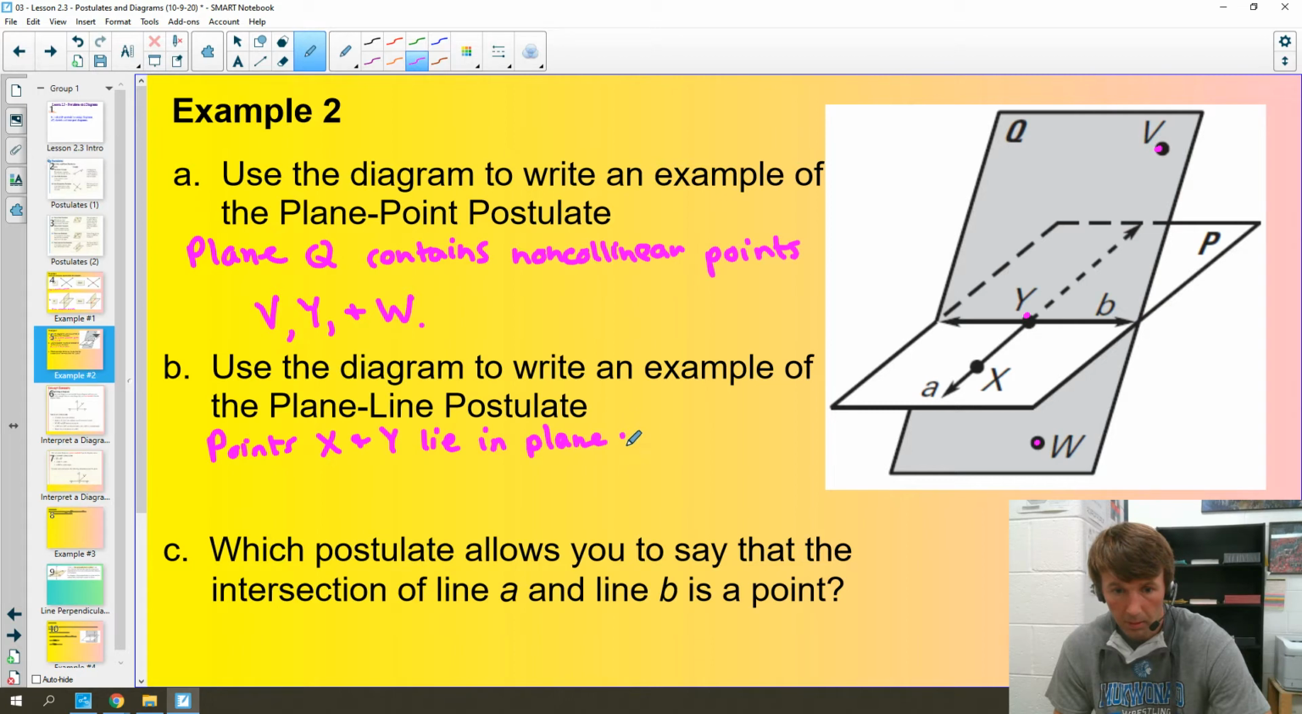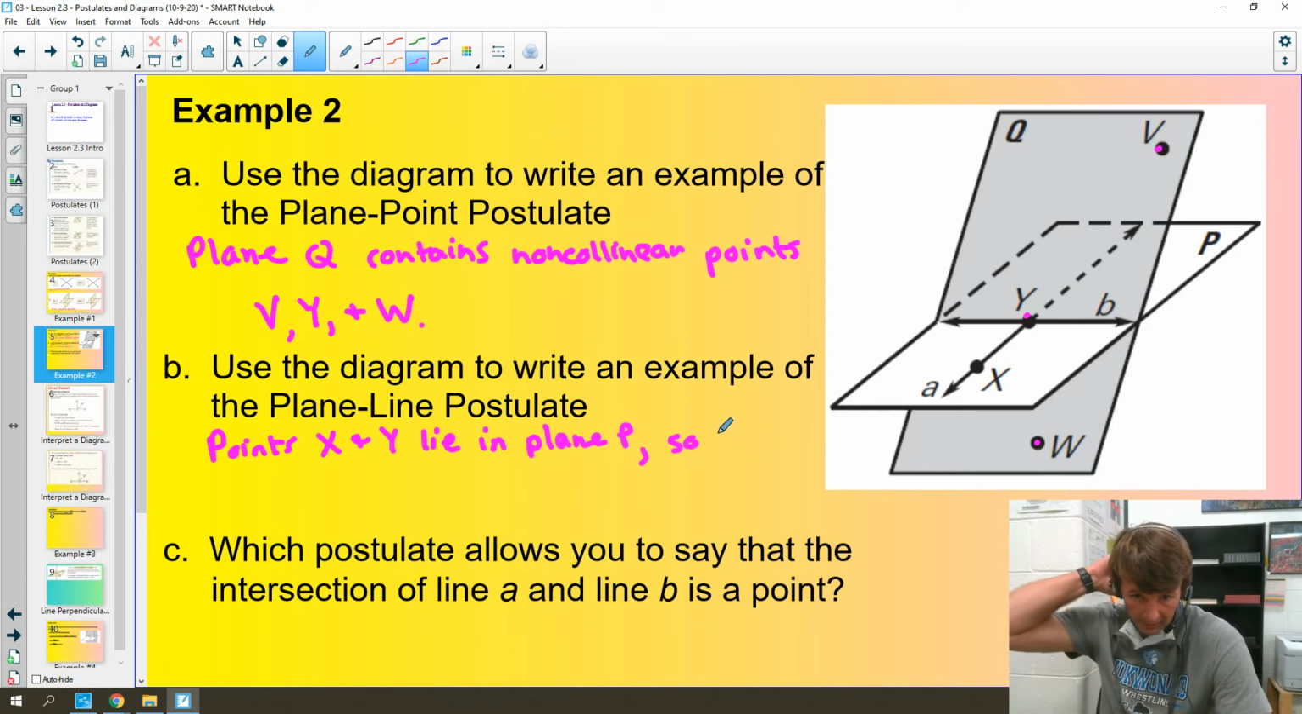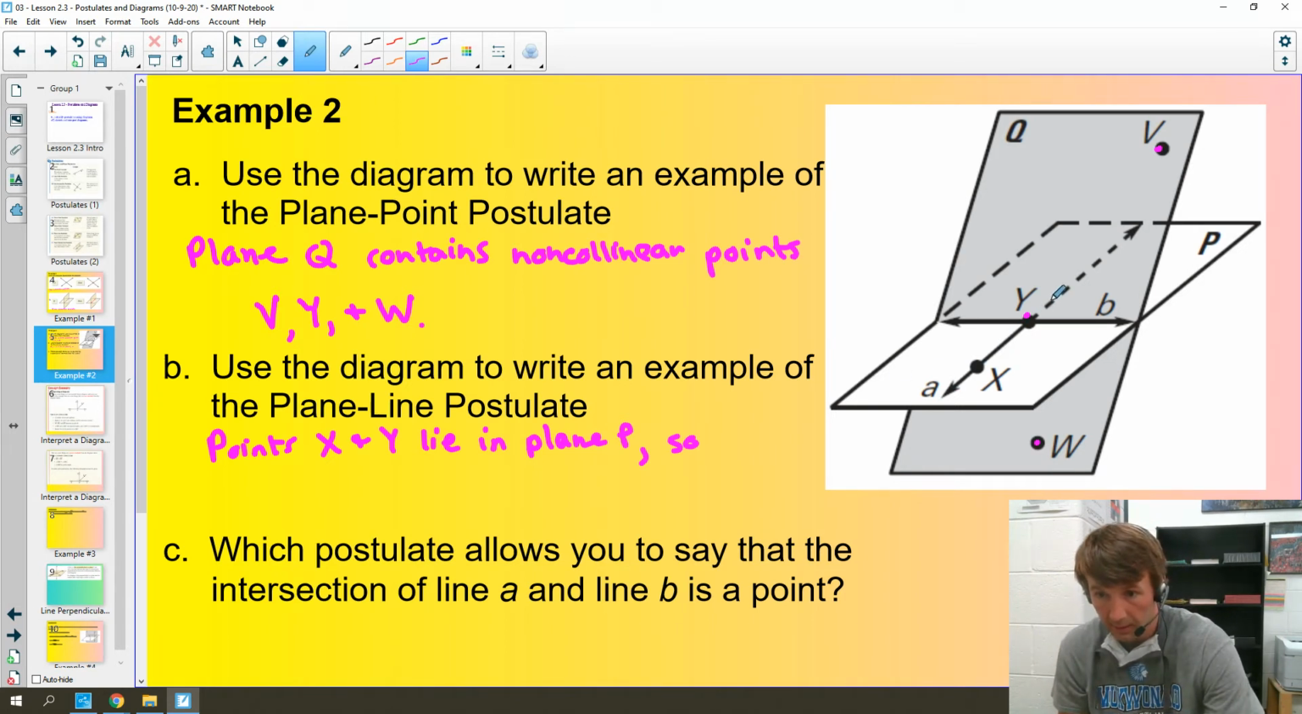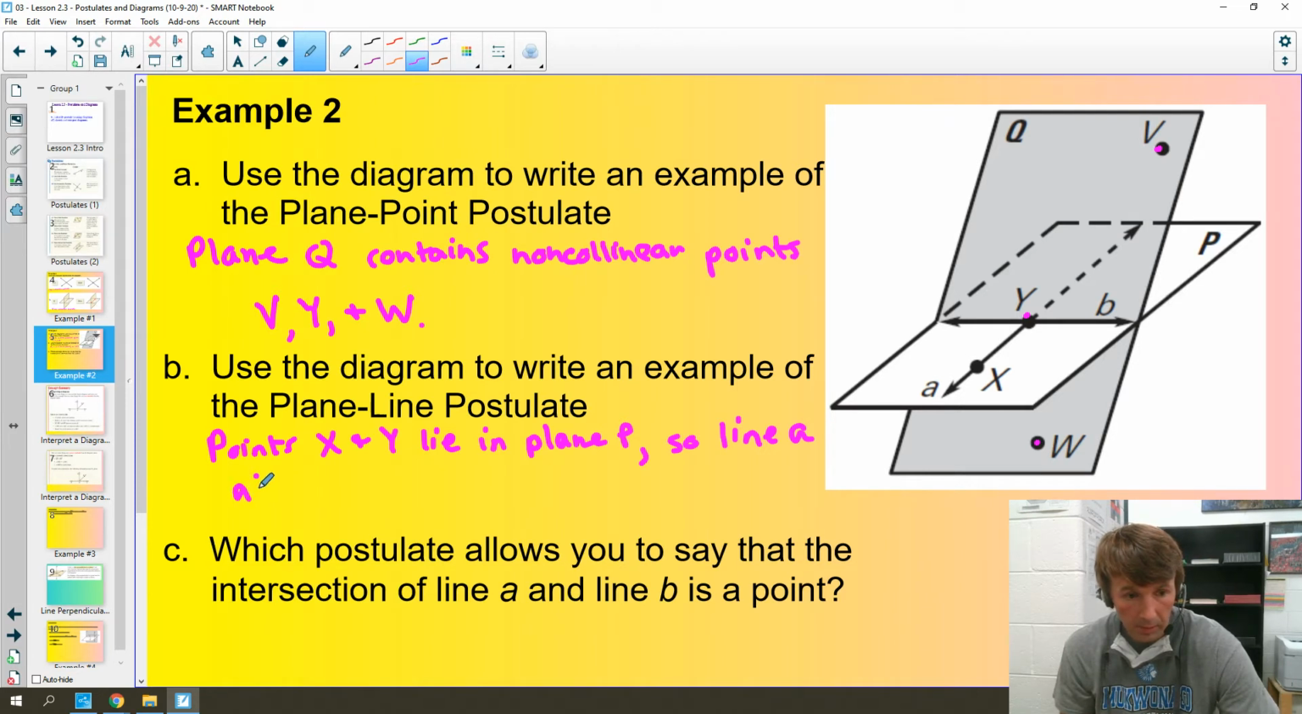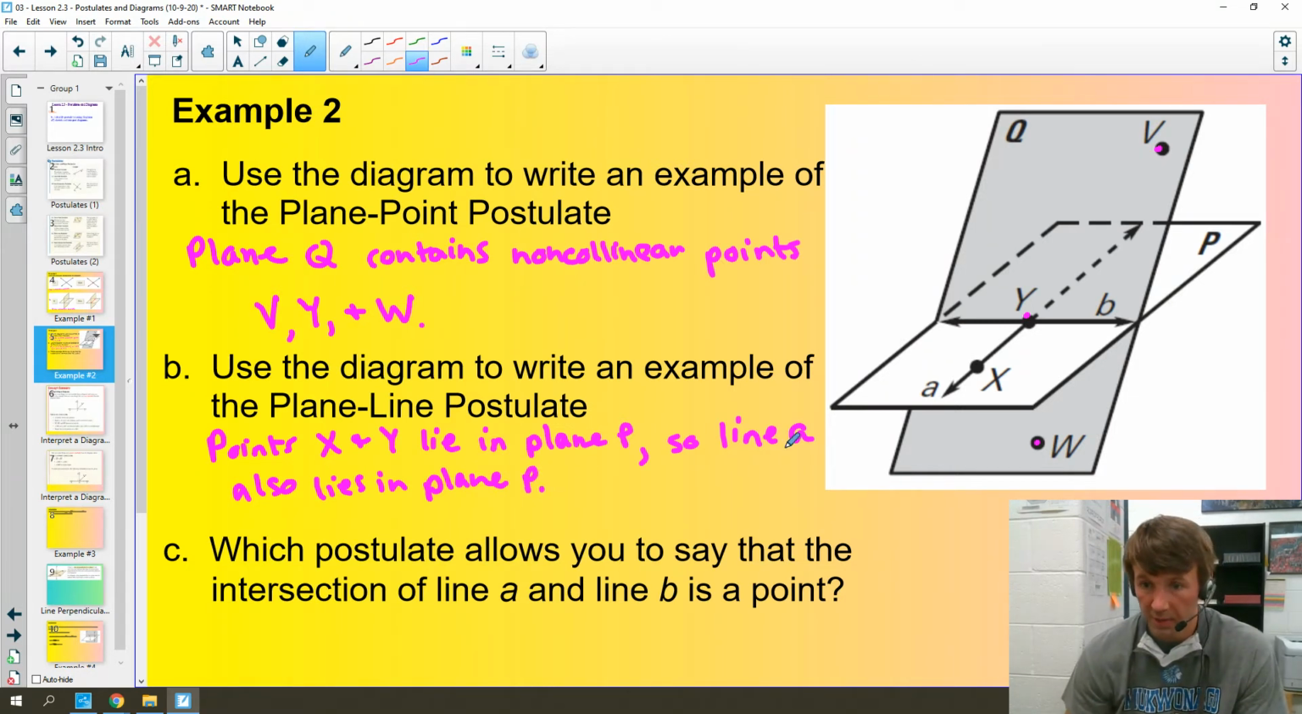So line, and now I'm talking about this line right here. It's dashed because it's kind of hidden behind this shaded plane here. But this line, however I want to name it, I could just call it line XY if I wanted to, or change it up and say line A also must lie in plane P. All right, so it's a restatement of the postulate for a specific figure.